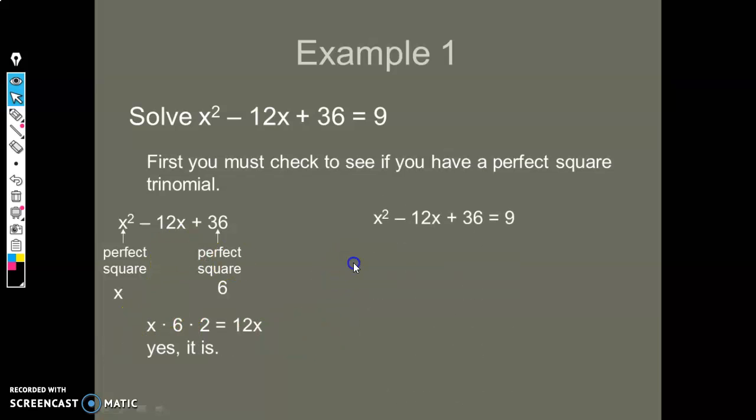All right, and so now we can factor this by taking the square root of x squared, putting it here, which is x, and the square root of 36, which is 6, putting it here, and the sign inside this binomial is always the same sign of this term right here, okay? So that's going to be the same sign here as here, okay?